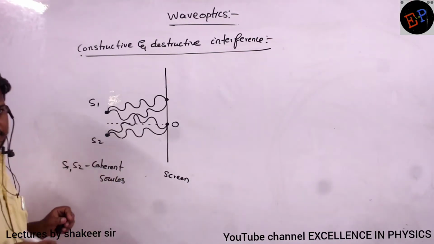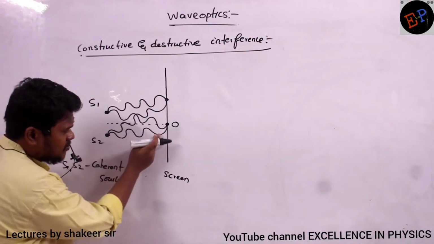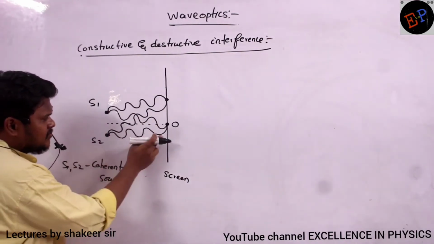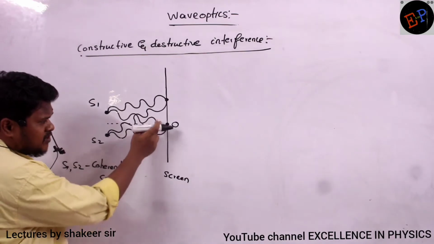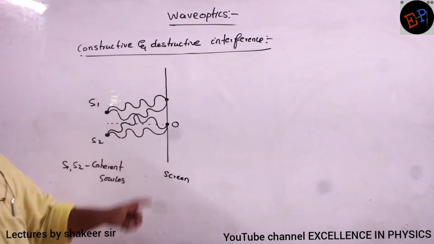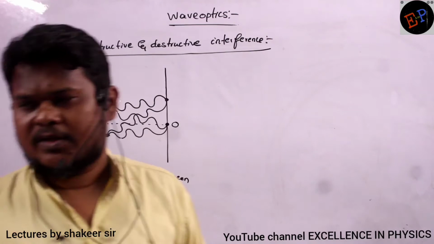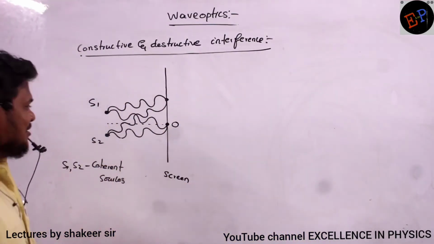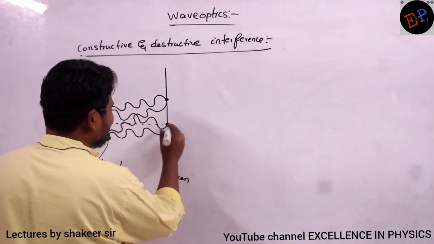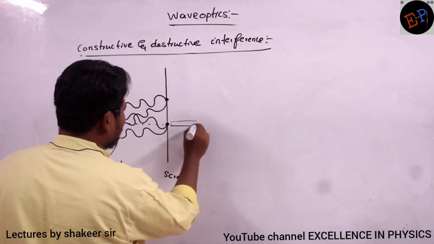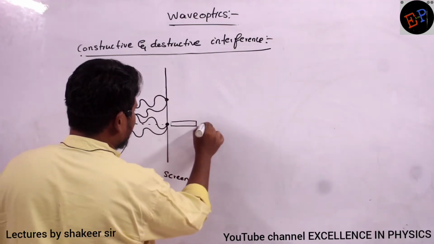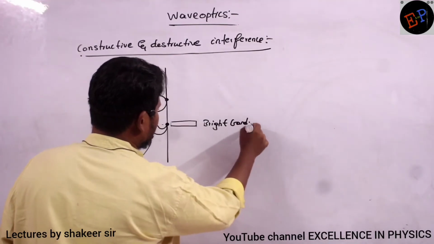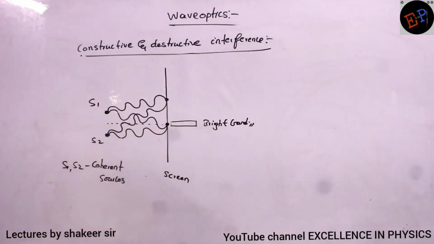Constructive interference. So see here, trough is superposing on trough. Clear? This is the trough from S1, this is the trough from S2. So trough and trough are superposing, no? If trough and trough are superposing, it is called constructive interference. So will you get a bright band or a dark band? You will get a bright band. This is the bright band you will get. So on the screen, you will find a very brightly colored band. Band means a path, a space.